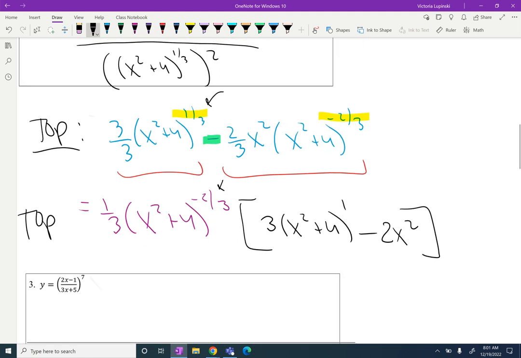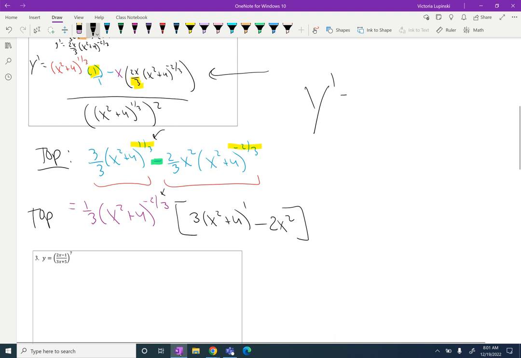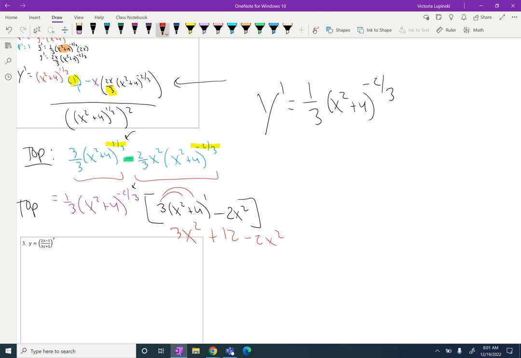Okay, so y prime equals 1/3 x squared plus 4 to the negative 2/3. That was my GCF. Now I'm going to distribute inside this parentheses. So this is 3x squared plus 12 minus 2x squared. If you combine those, what are you left with? X squared plus 12. And remember, this is all over the denominator squared. The denominator squared was over here.